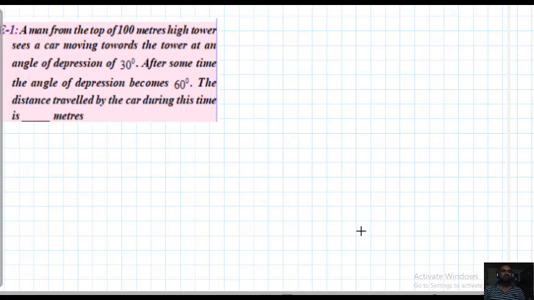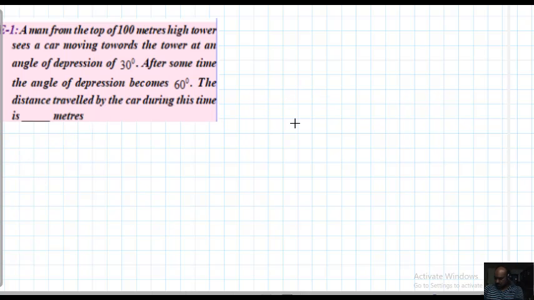Okay students, this is another part of application of trigonometry. Today I am going to explain some miscellaneous problems based on heights and distances. In other words, you can call it application of trigonometry. A man from the top of a 100 meters high tower sees a car moving towards the tower at an angle of depression 30 degree. After some time, the angle of depression becomes 60 degree. The distance traveled by the car during this time is dash meters.